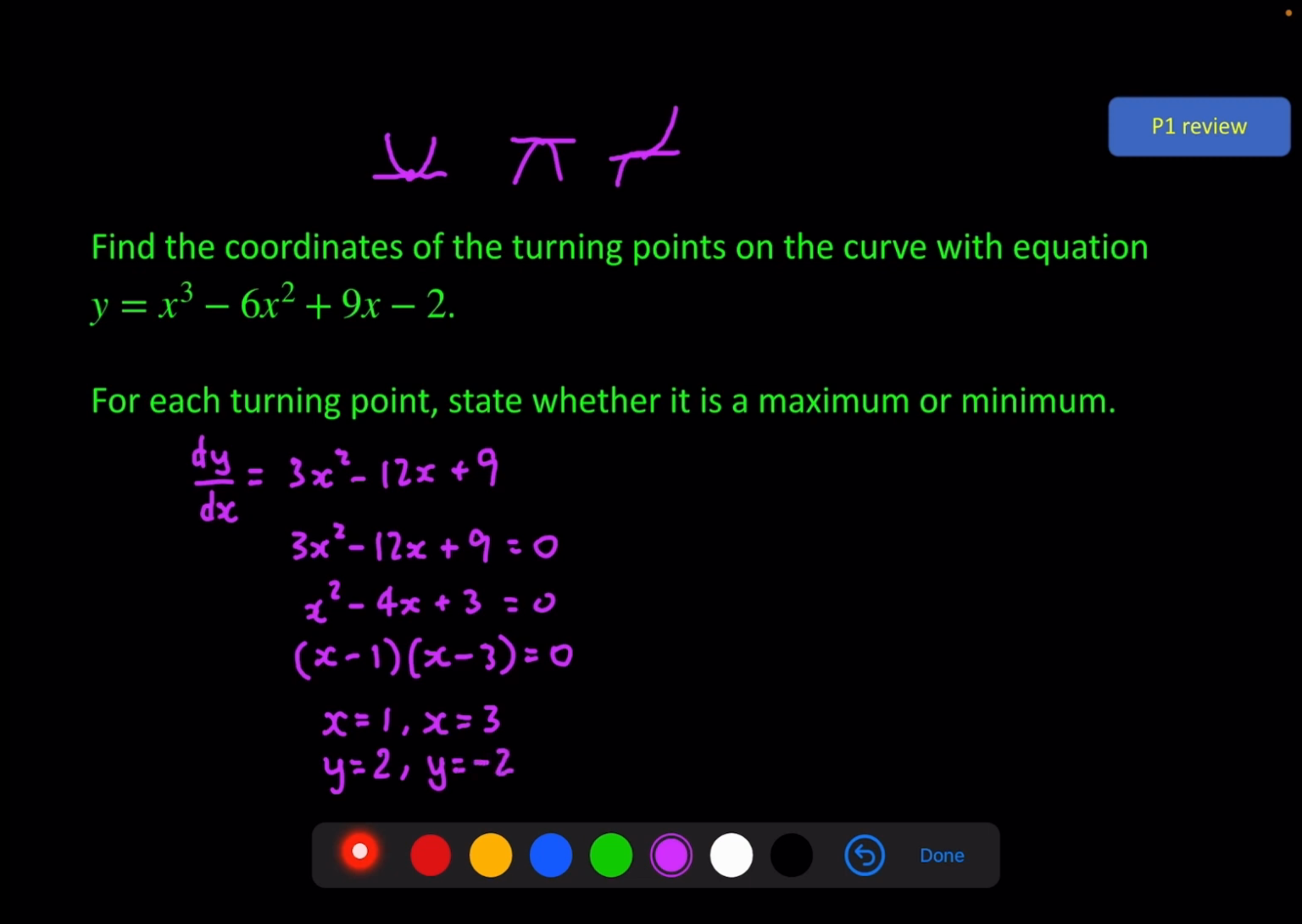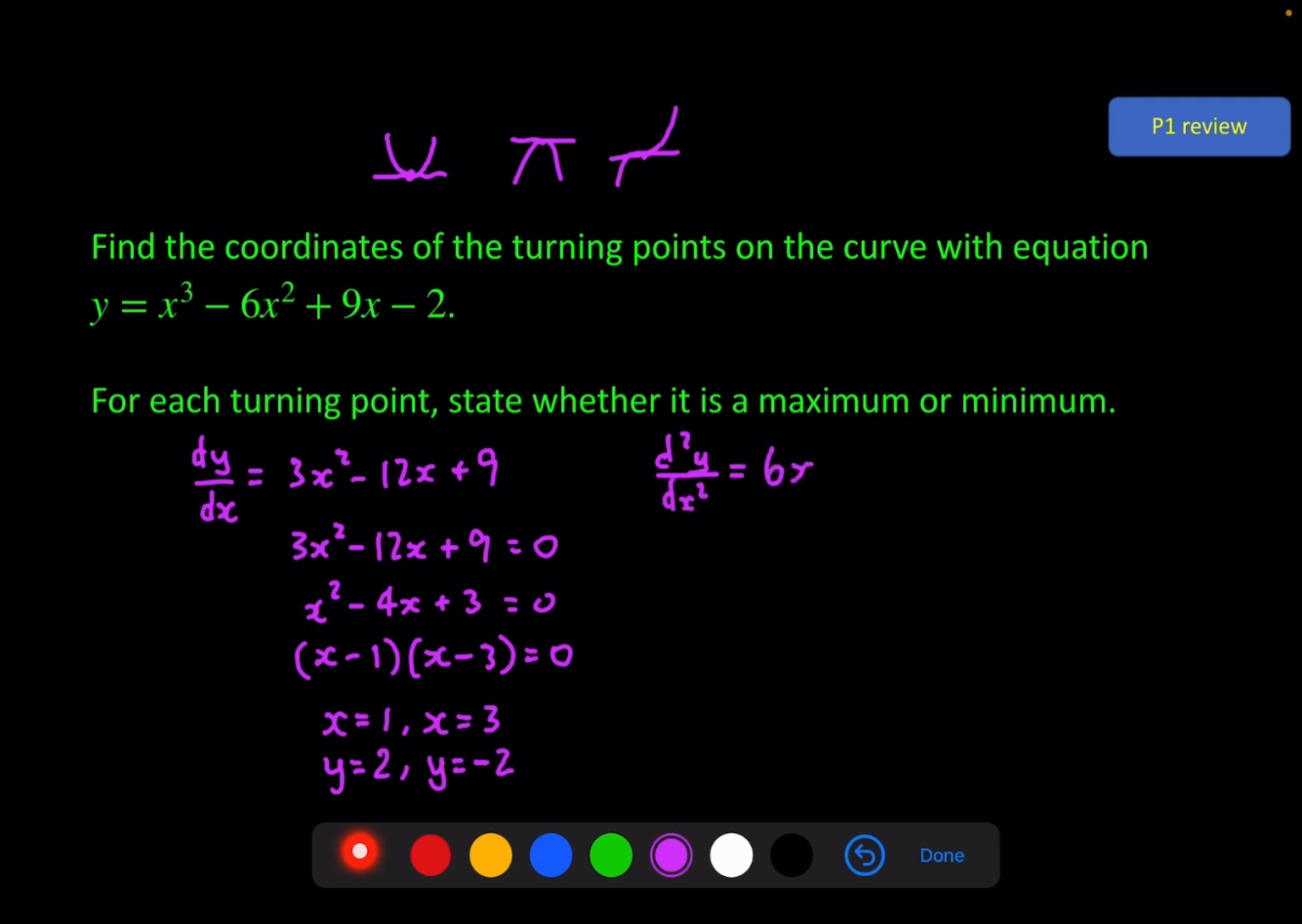Now there are a few different ways you can decide whether this is a maximum or minimum. You can do a second derivative, or you can consider the coordinates either side of this point and this point, or you can consider the gradients either side of this point and this point. What I'm going to do is just do the second derivative, because this function is not so difficult.